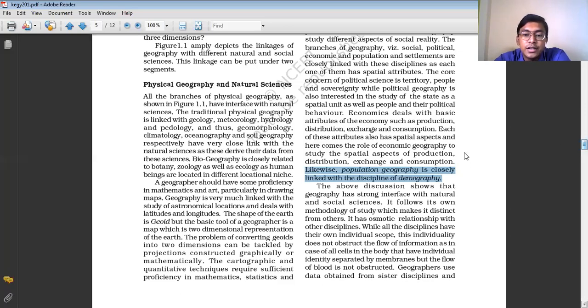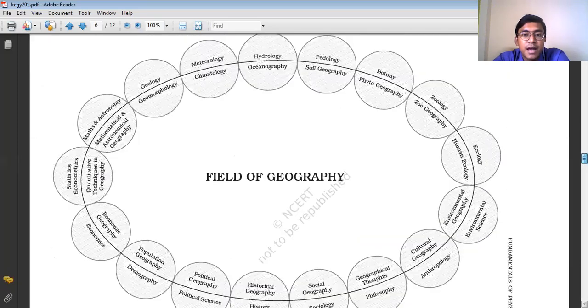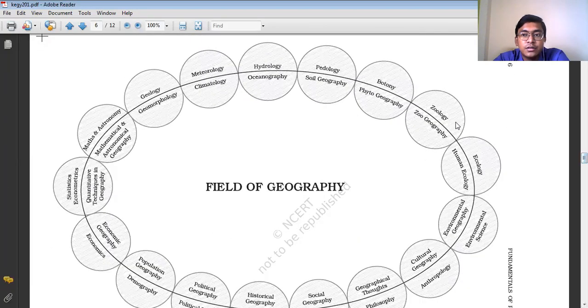So here again you can see that geography is interrelated with natural science subjects. In the same way, geography is interlinked with various social science subjects. The branches of geography are linked with various social science subjects actually. So this map, this diagram, actually provides us various information.